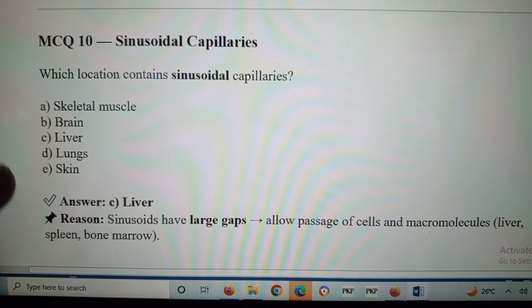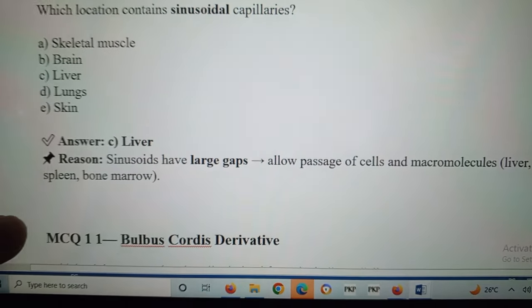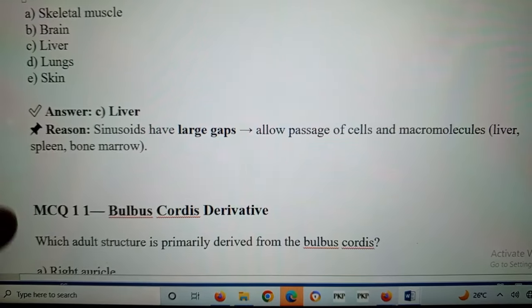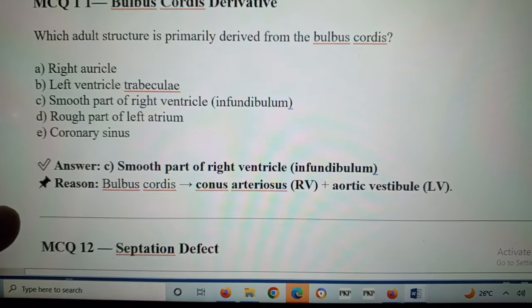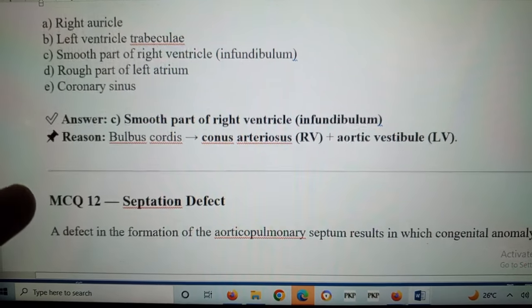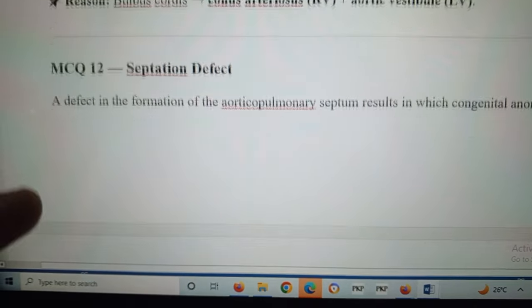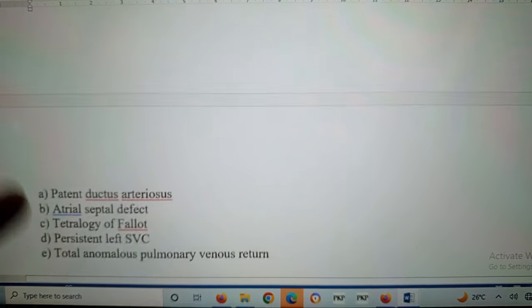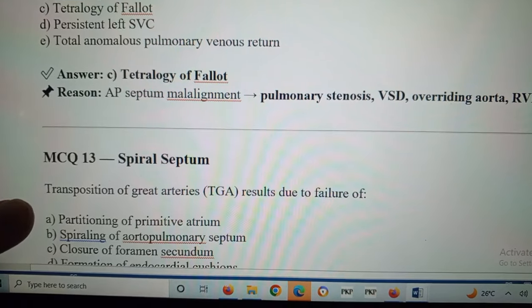Which location contains sinusoidal capillaries? Liver. Sinusoids have large gaps allowing passage of cells and macromolecules. Which adult structure is primarily derived from the bulbus cordis, smooth part of the right ventricle, infundibulum? Bulbus cordis: conus arteriosus plus aortic vestibule. Defect in the formation of the aorticopulmonary septum results in which congenital anomaly? Tetralogy of Fallot. AP septum.